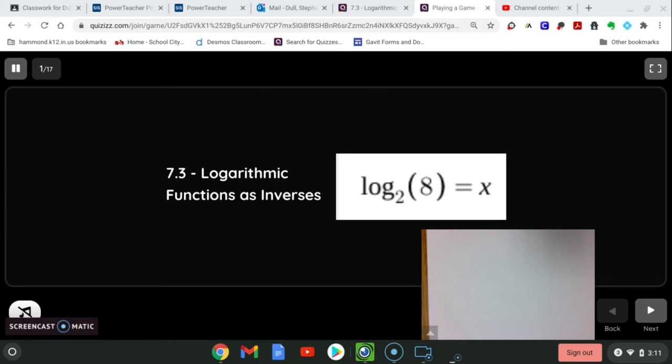Hi, Algebra 2. These are the notes for section 7.3, which are logarithmic functions as inverses.